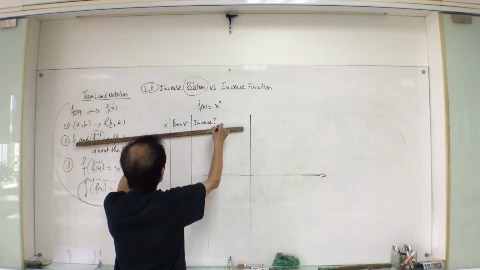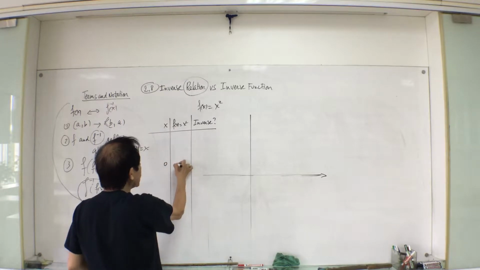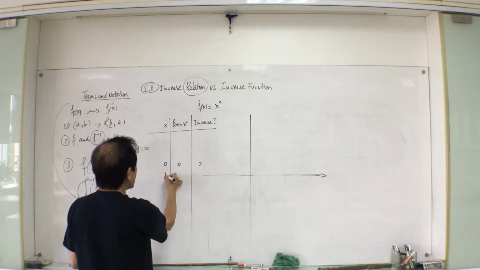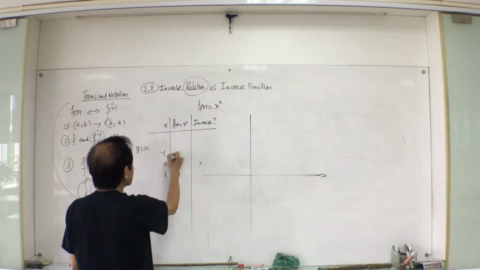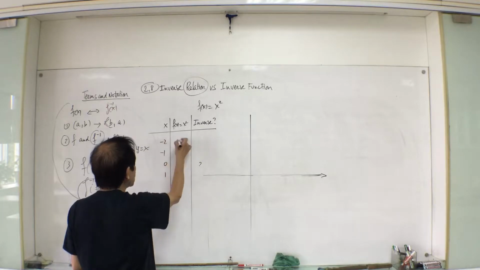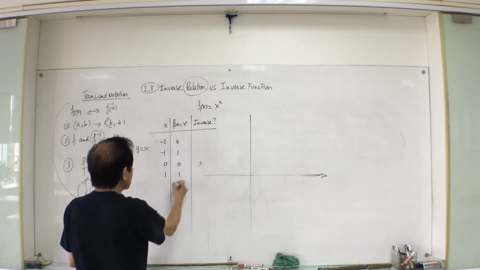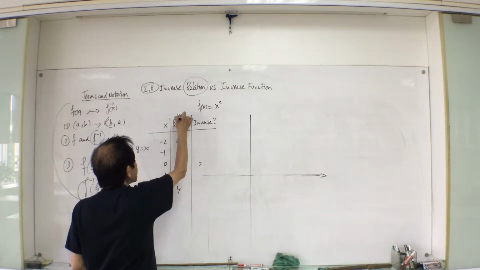So what is that? Let's take 0, x squared equals 0. What is the inverse? So you have 1 and 1, and you have negative 1 and 1, negative 2 and 4, and 2 and 4. So this one here is y, right?